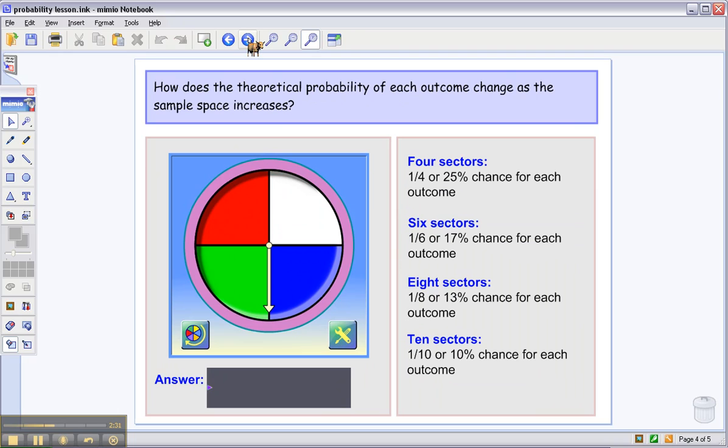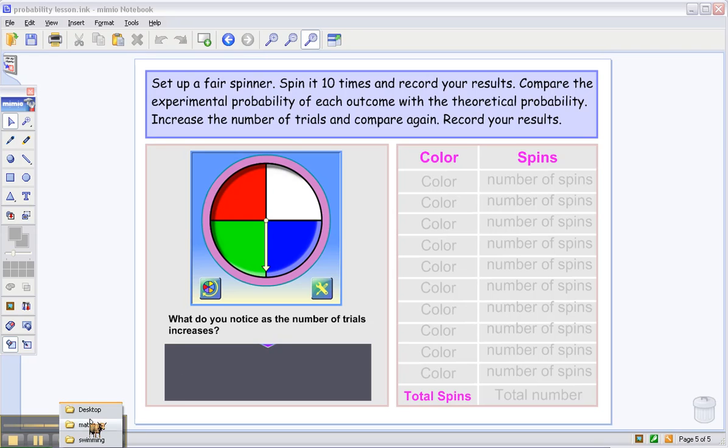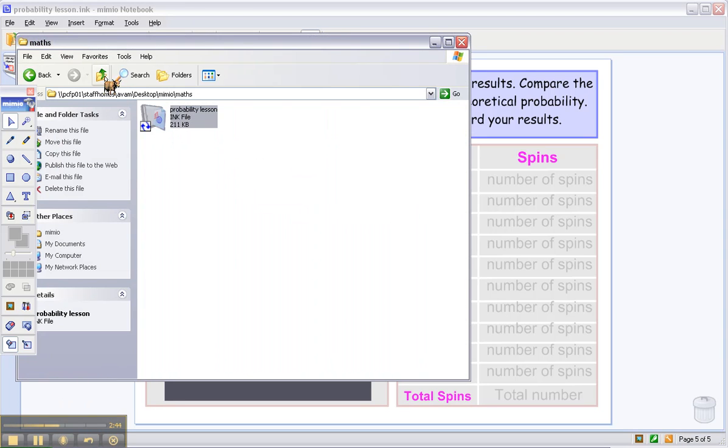On this page has the questions and the answers, and so on. And we'll have a look at one more. Let's have a look at a science one.